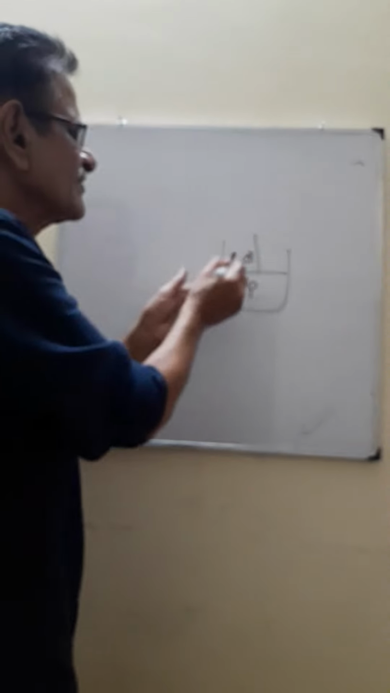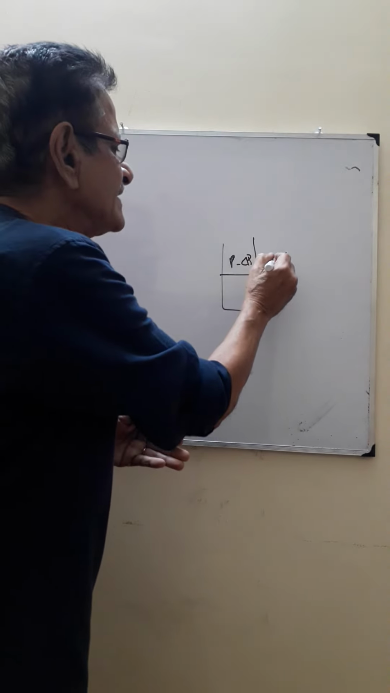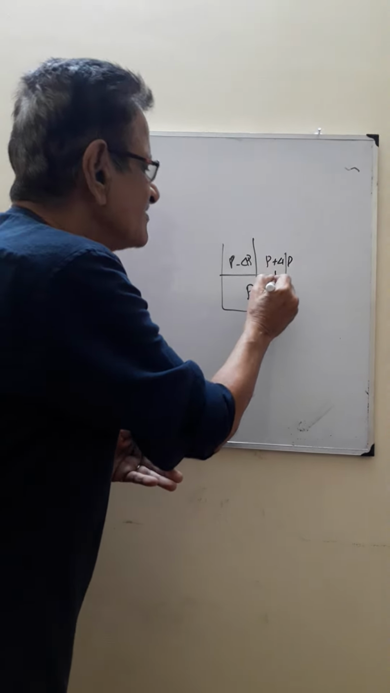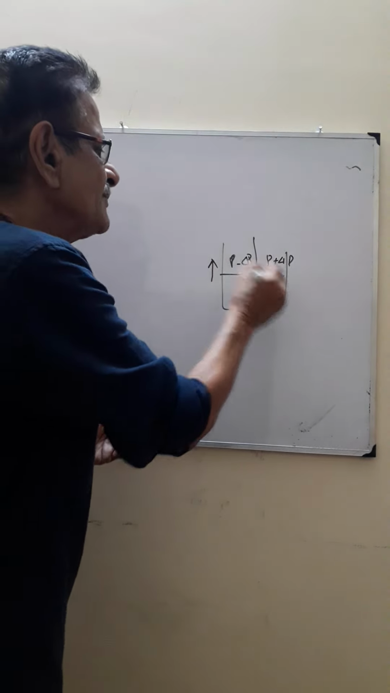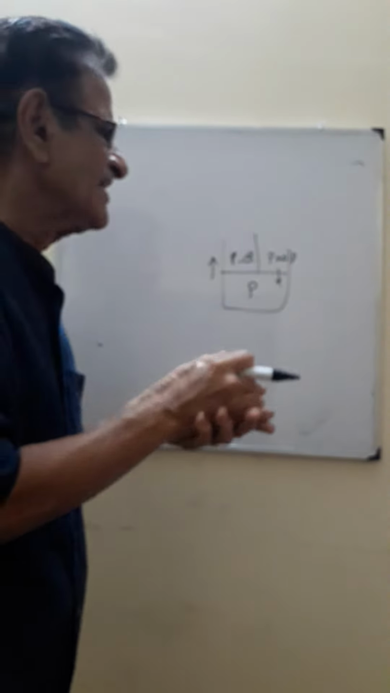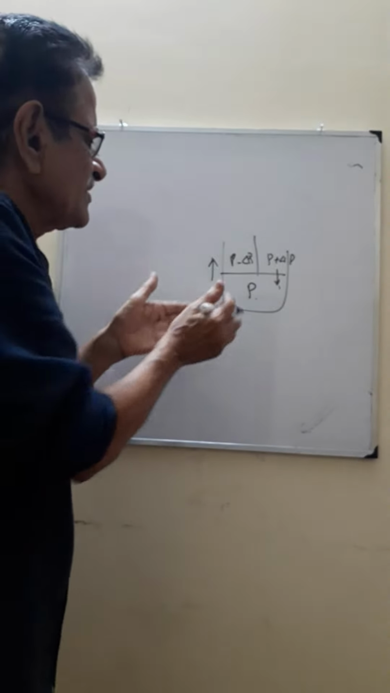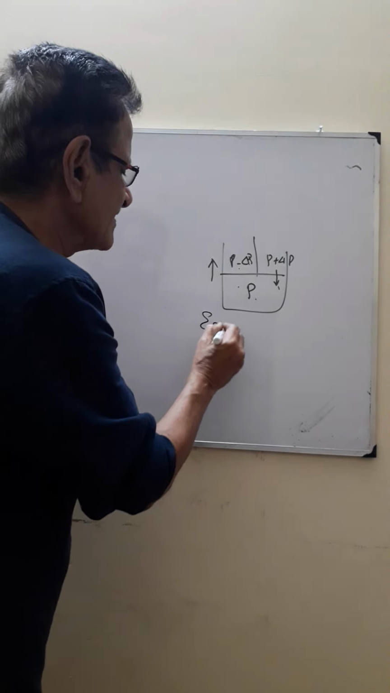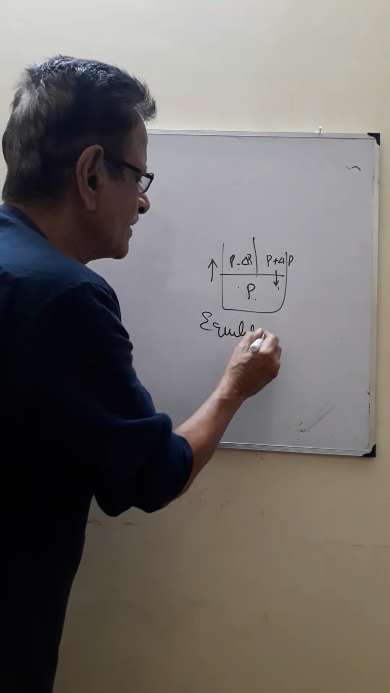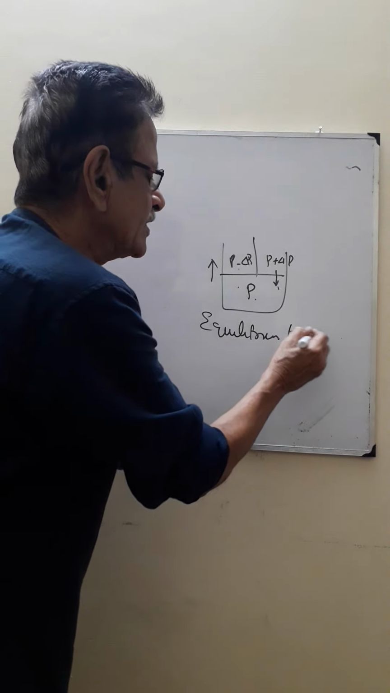So it moves. Suppose I make this P plus delta P, then it will move in this direction. If it's P minus delta P, it will move in the other direction. So a small change in pressure changes the direction of the process. Therefore, the pressures are almost the same, and it's also called an equilibrium process.